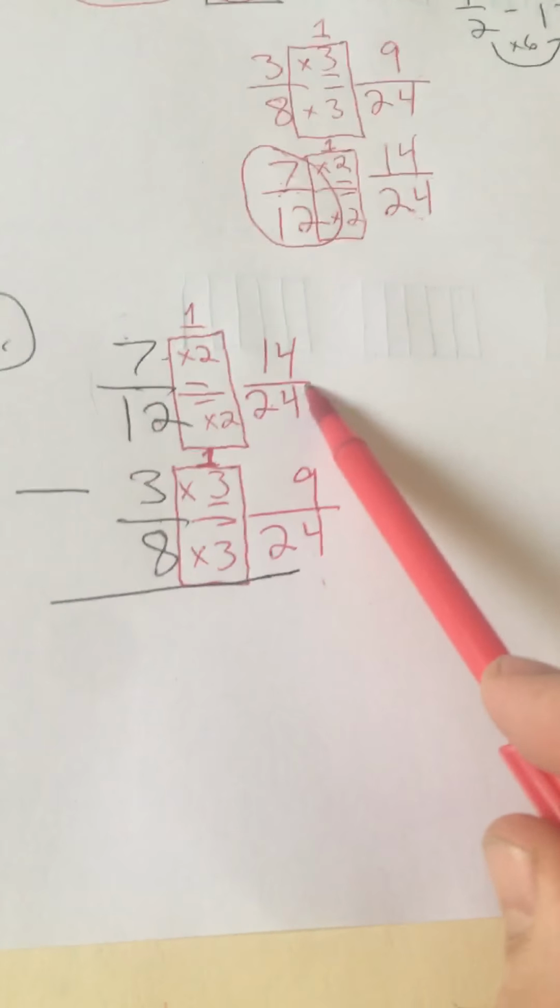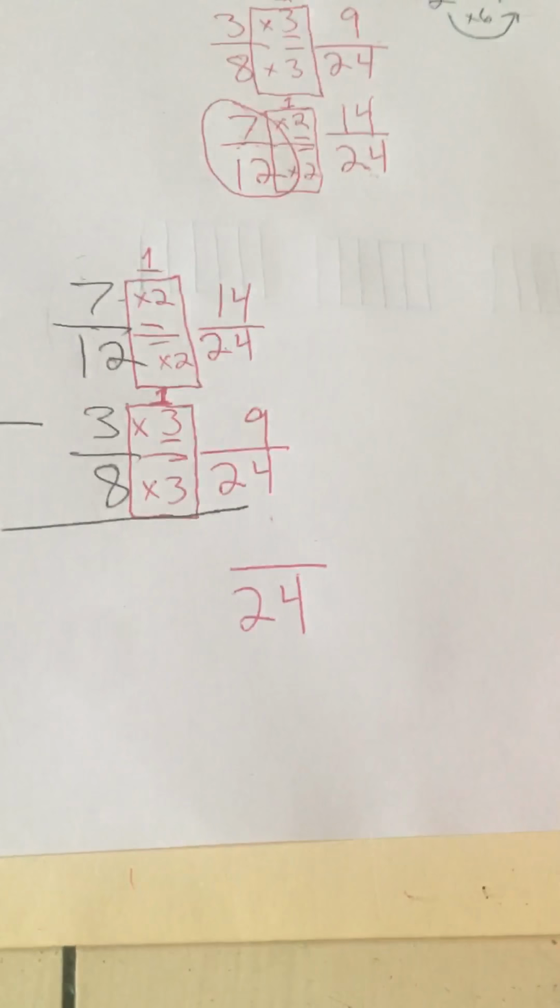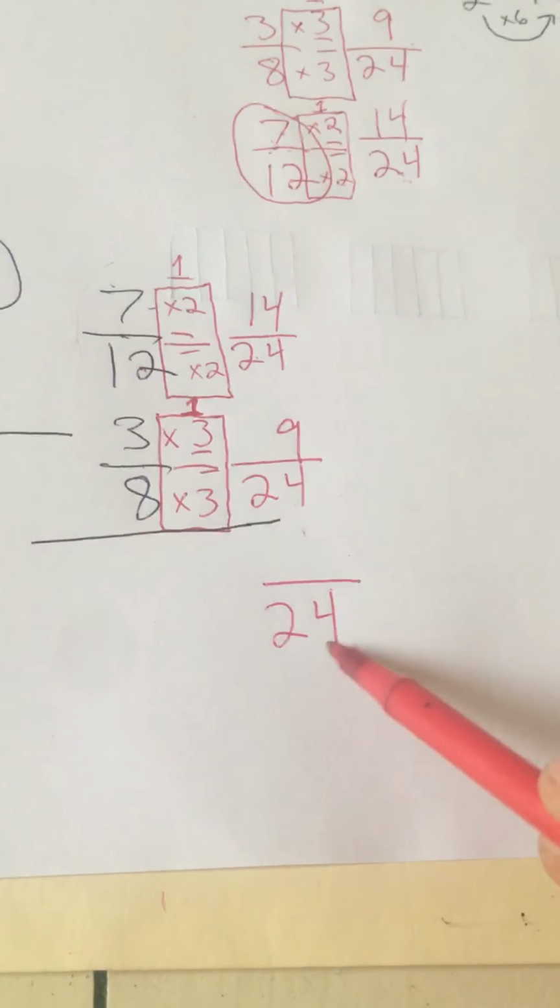So we have, that was what we got earlier, right? So we have 14/24 minus 9/24. Since they are already 24ths, the denominators are the same, so they stay the same.